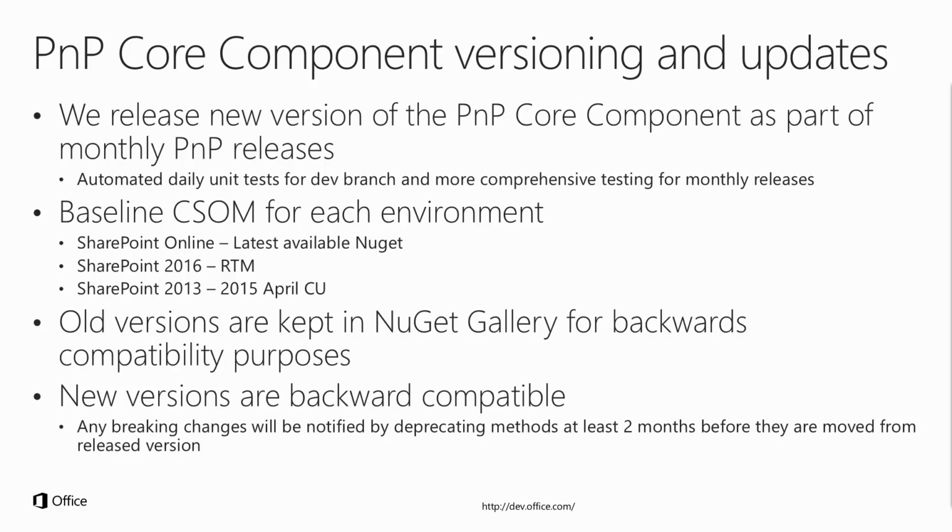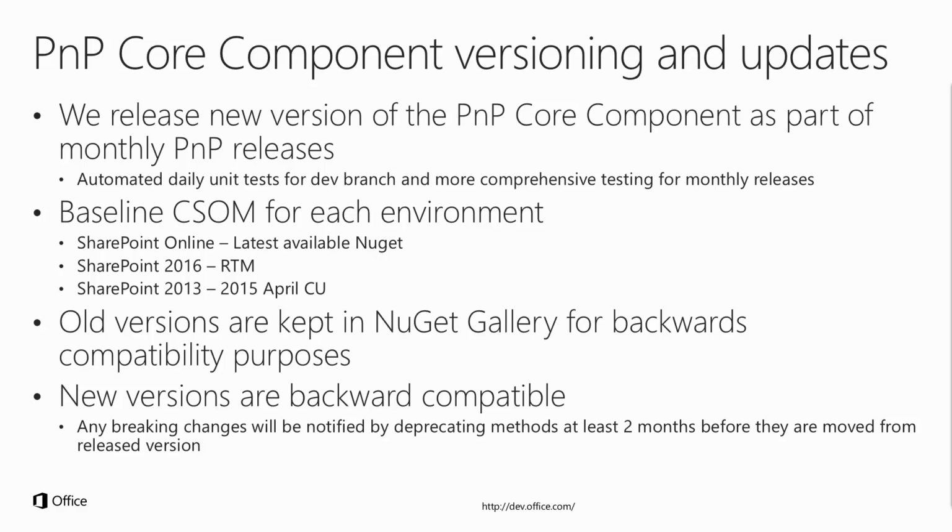All of the PnP core components which are released are backward compatible. We are implementing this in a way that we're not making any breaking changes, or we are minimizing them. If there is, however, a need for doing a breaking change for a method or, let's say, a property, this will be notified by deprecating those older methods at least 2 months before they are actually removed from the released version.